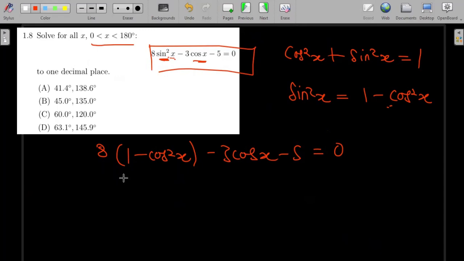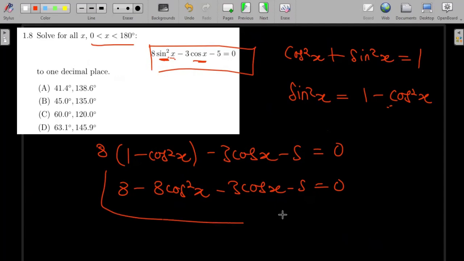So I have 8 minus 8 cos squared x minus 3 cos x minus 5 is equal to 0. I would like to make the coefficient of cos squared x a positive number. So what am I going to do? I'm going to take all these to the other side so that this one becomes positive, or in simple terms, I'm going to divide everything by -1.